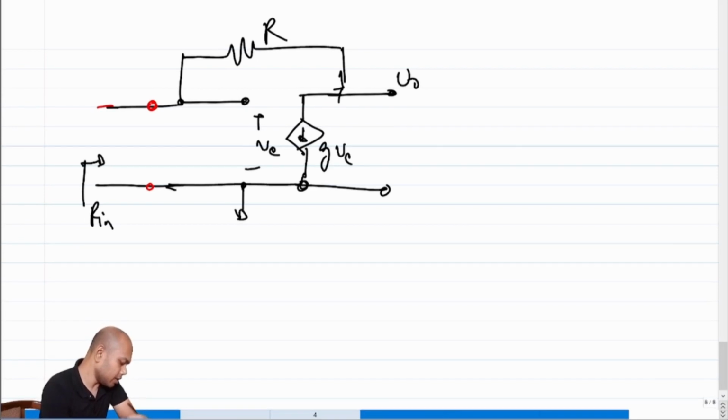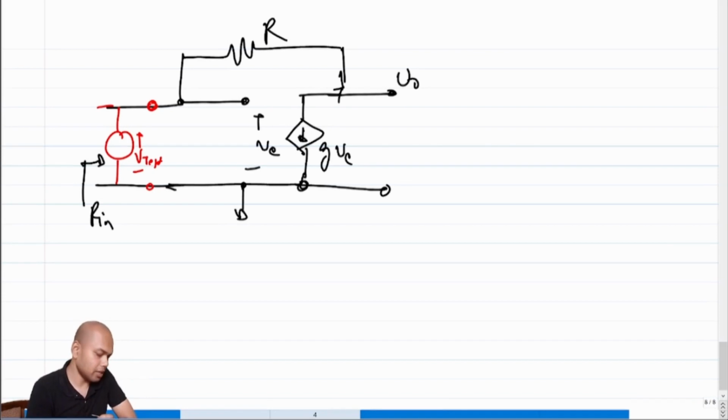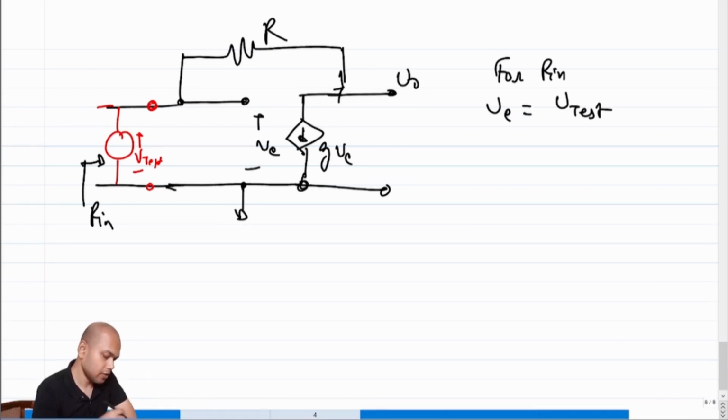For R in, again you do the same old. We apply a test voltage, and then you go around and find out what the test current is. What is the test current in this case? You have a single loop. In this case, VE becomes equal to V test, which means this current, whatever is the I test, will be equal to G times V test, which means R in will be equal to 1 over G.